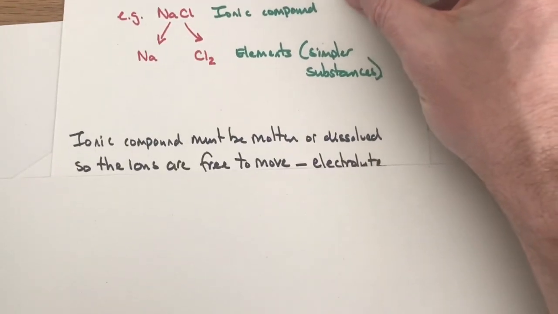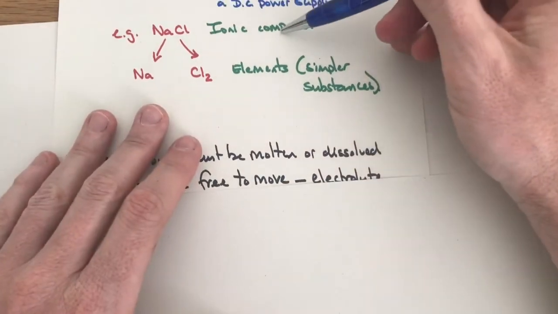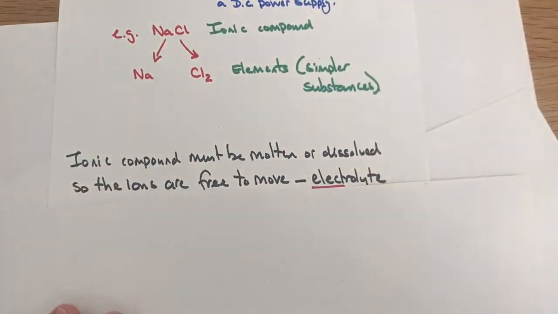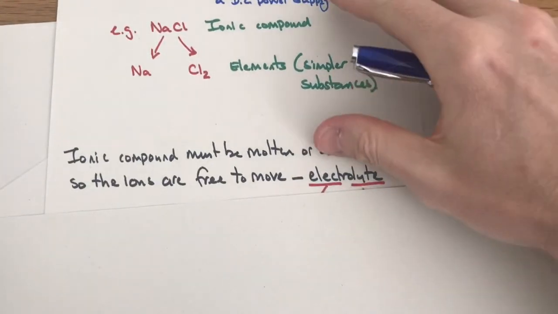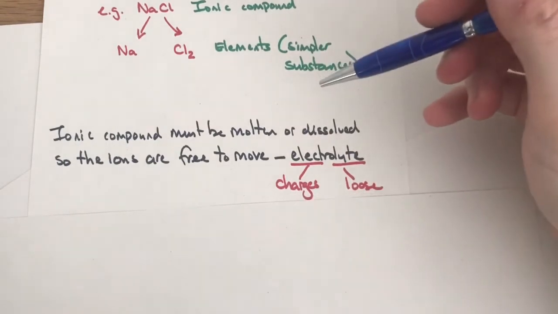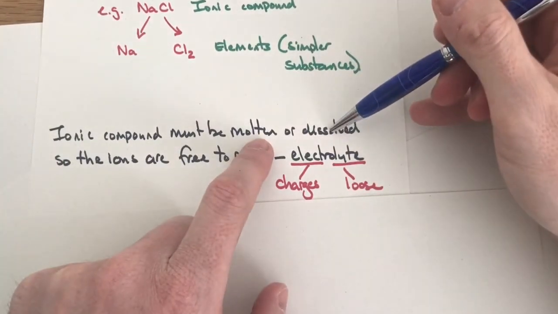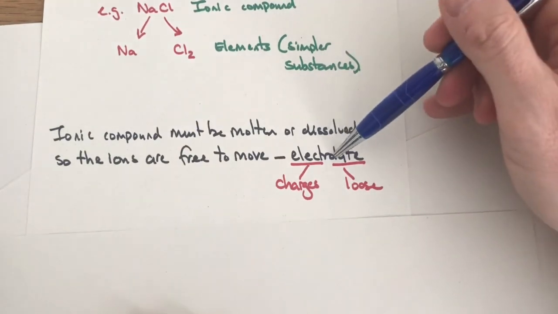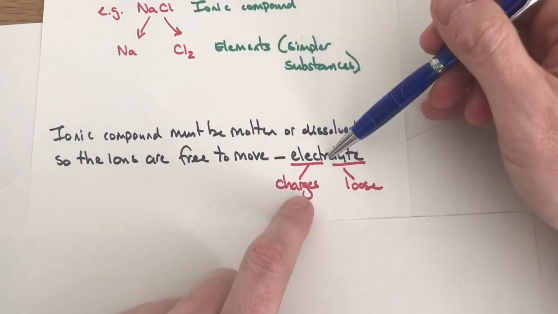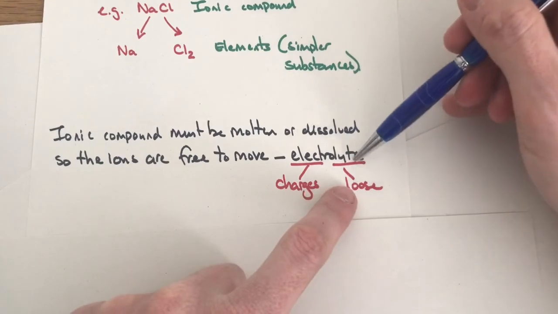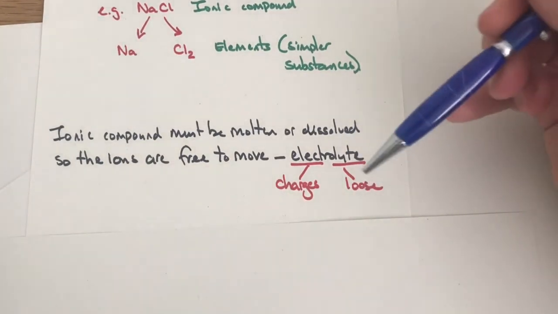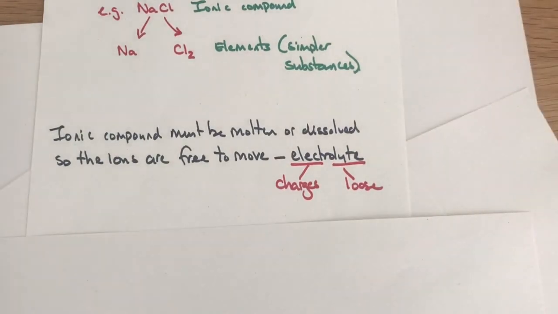Remember, in order to do this, these ionic compounds have to be molten or dissolved, and the reason they have to be molten or dissolved is so the ions are free to move. When we have that, we call it an electrolyte. So if we have a molten or dissolved ionic compound, we call it an electrolyte, and again, this helps us to understand what the word means. Electro is to do with the charges, and lyte means loose, so the charges are loose. So electrolyte: loose charges, ions are free to move about.